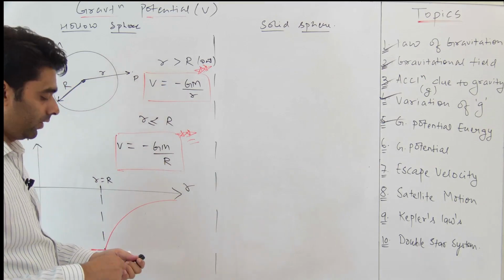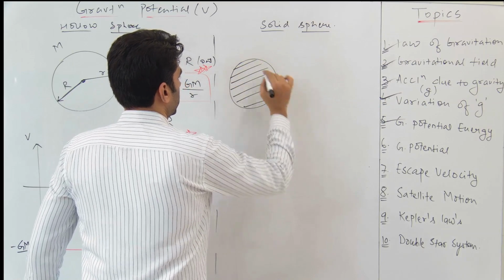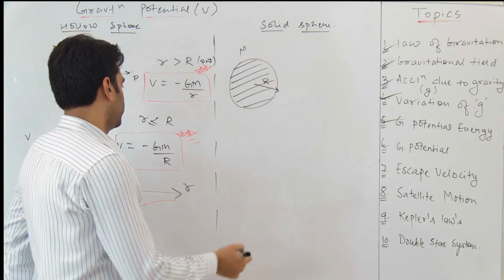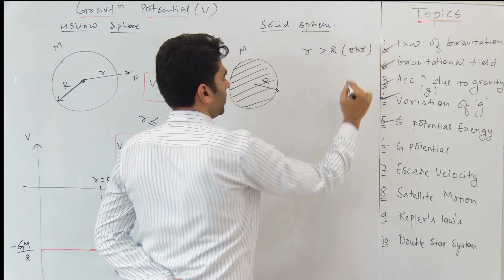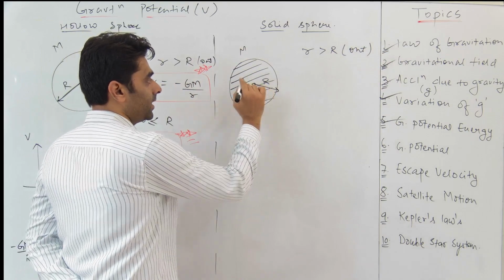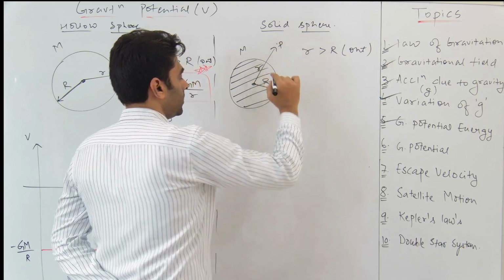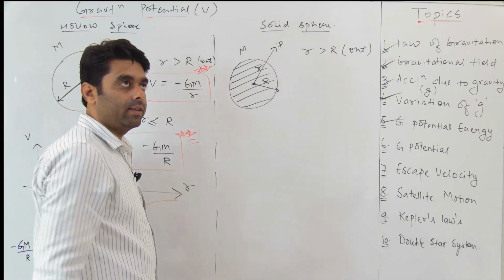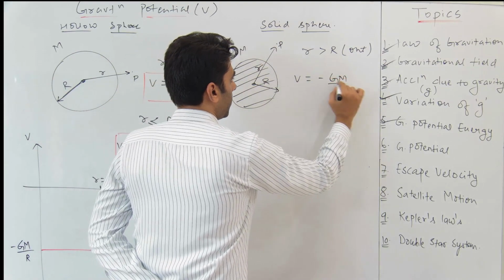Now moving on to our solid sphere. Let's consider a solid sphere of mass M, radius capital R. First of all, let us talk about outside points. Outside points means r will be greater than capital R. For outside points, we can consider the sphere to be a point mass placed at the center. Let's say this point P is present at a distance of small r greater than capital R, that means an outside point. For an outside point, we can consider it as a point mass placed at the center, and therefore V will be minus GM by small r.